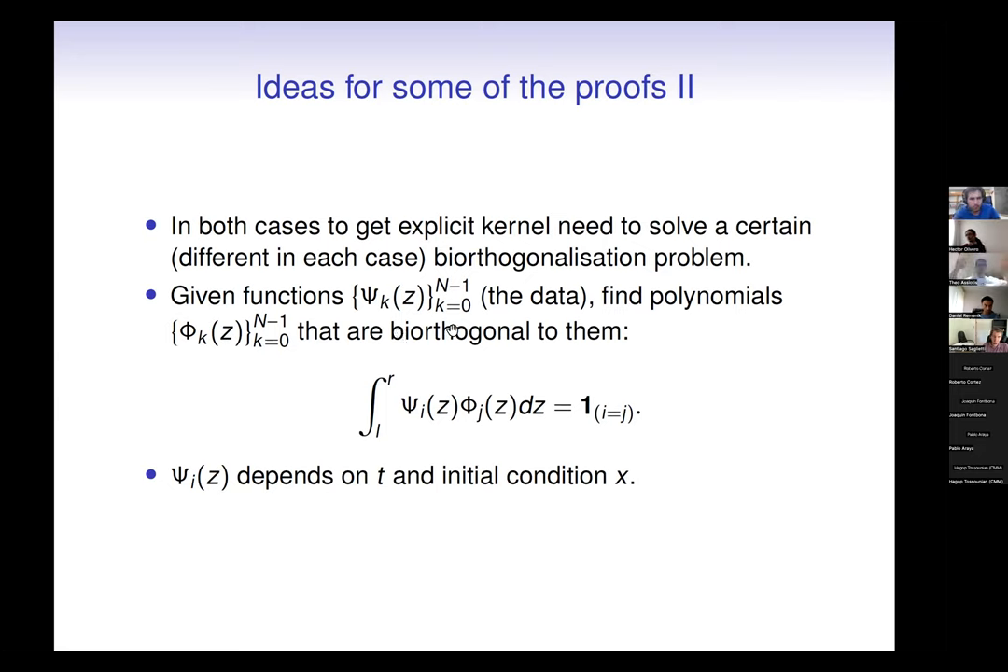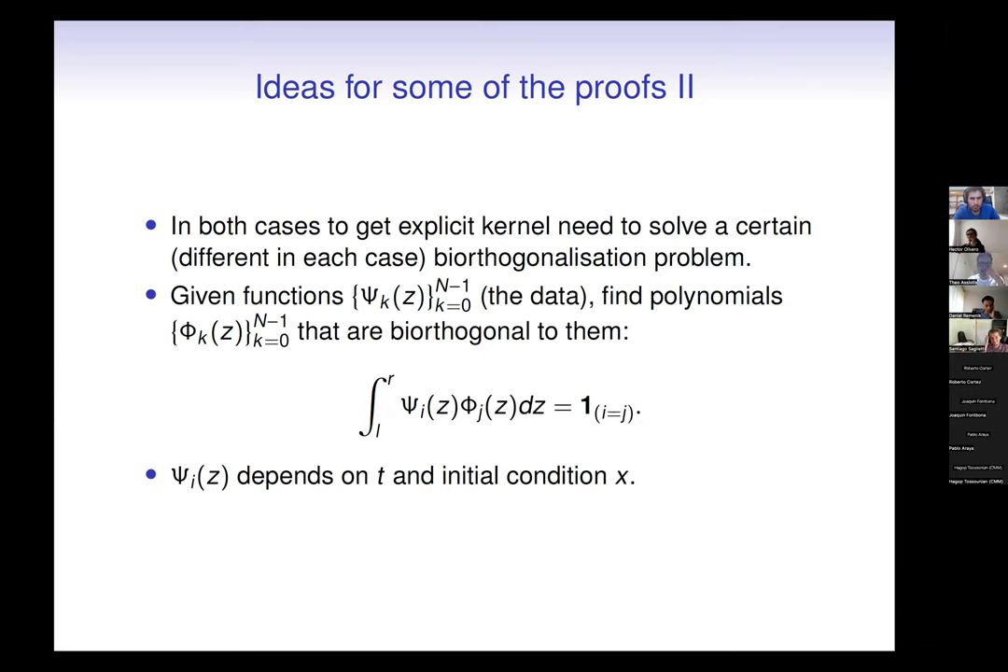Like if you're looking basically at a single time in the case of Dyson Brownian motion, or a single particle in the other one. Basically, you have some data which is given, some functions that are given as data, and then you want to find polynomials. The reason why polynomials again comes from the problem I'm not explaining, which are bi-orthogonal to these functions. And then this psi_i involves time t, of course, and the initial condition is hidden in there. So it depends in some way on the initial condition. And you have to solve this, and it's not obvious how to do that.